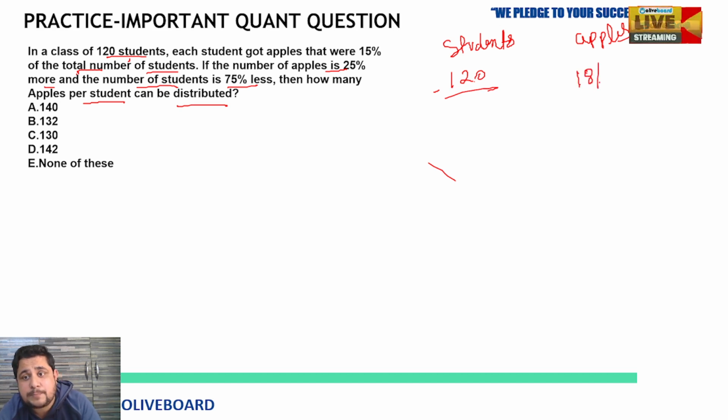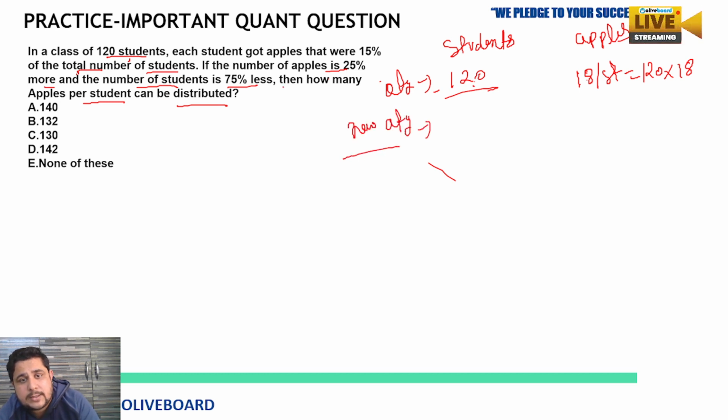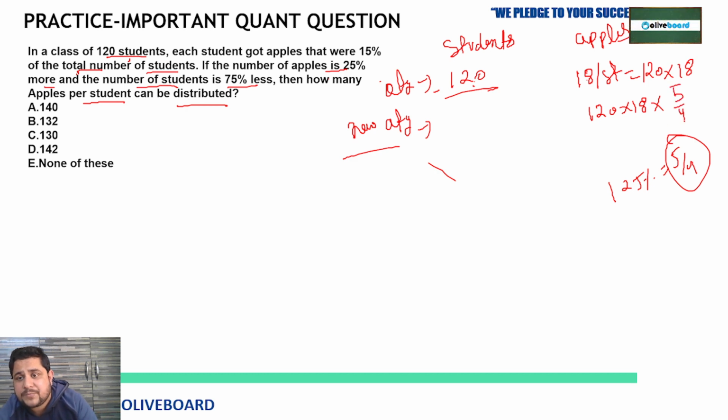18 apples per student. So 120 multiplied by 18 will give us the total quantity of apples at the initial stage. Now they are putting some new data. If the number of apples is 25% more, then we get the new quantity as per the new situation. 25% more means 125%, and in terms of fraction it is 5 by 4. So 120 multiplied by 18 multiplied by 5 by 4.